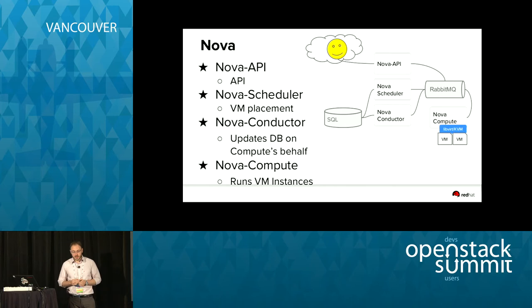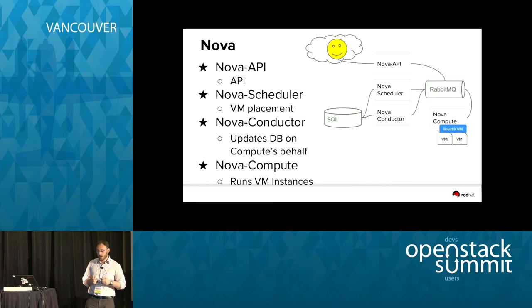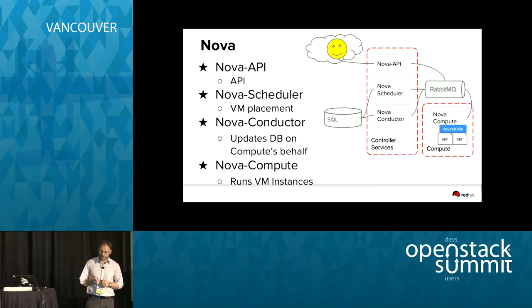So Nova is constructed of the Nova API service, which obviously does all the API calls. We have the Nova scheduler, which does the VM placement, chooses the VMs based on weights and filters. We have the Nova conductor, which does all the database access. And basically, every command that the Nova Compute service does, Nova Conductor registers over to the database. And Nova Compute runs the actual virtual machine instances using various drivers, most commonly KVM with the libvirt driver.